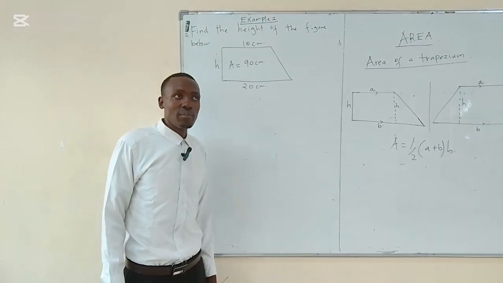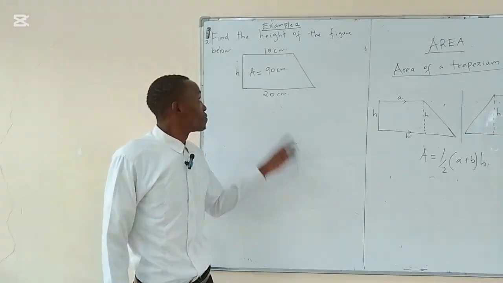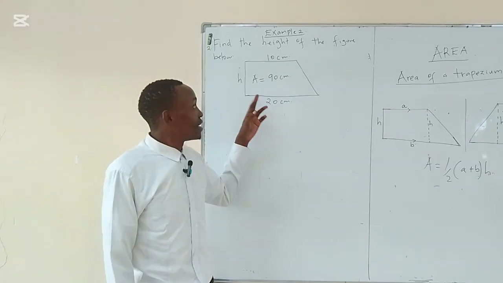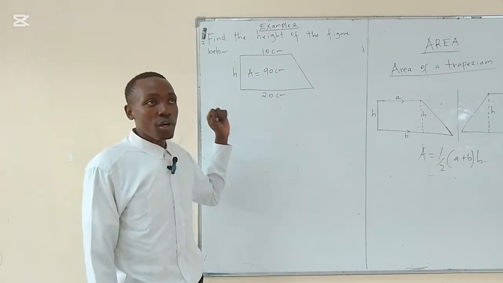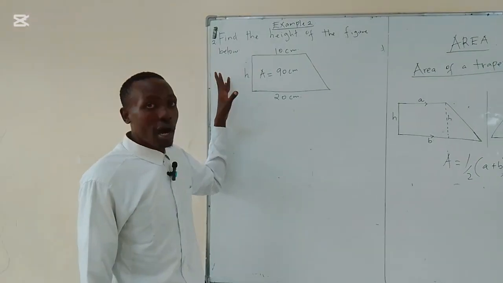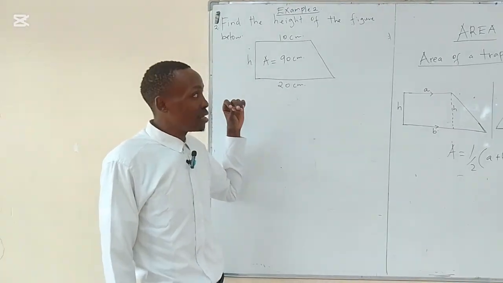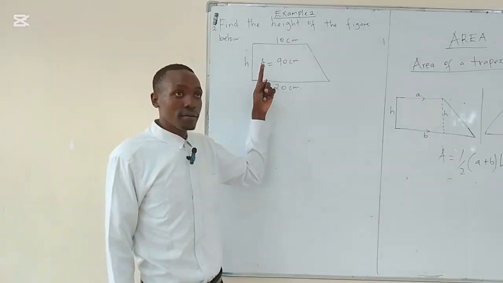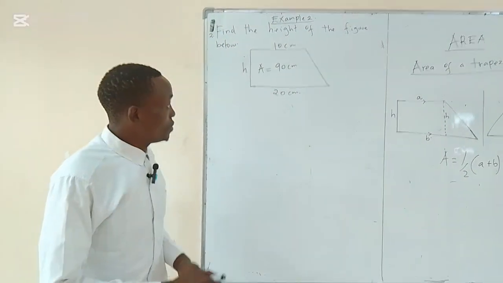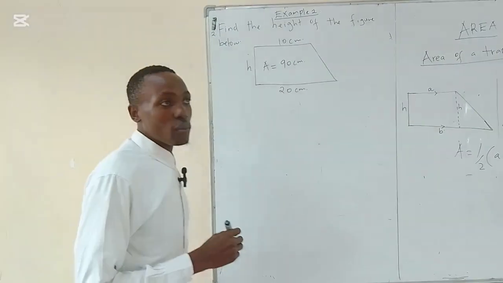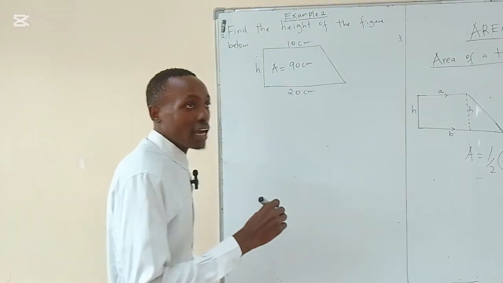So in another case, you can be given a question where you need to find the height, and you've been given the area, also A and B. I'm going to use this example to show you how you can get the height of a trapezium, given that you have been given the area, and the A and B. So I'm going to take you straight to the formula we can use to find the height.